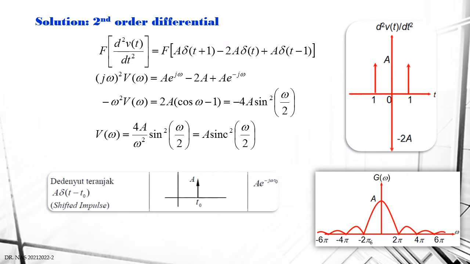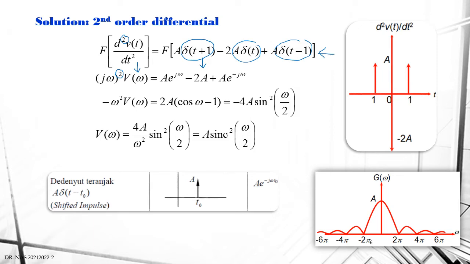The same goes for the second order differentiation. You need to perform the Fourier transform on both sides. When you have differentiation on the left hand side, you need to perform the Fourier transform on the right hand side as well. Please refer to table 2 for the Fourier transform of this specific function. For the differentiation, the Fourier transform is (jω)^n, so n equals 2, times V(ω). And the equation of the impulse function equals this.